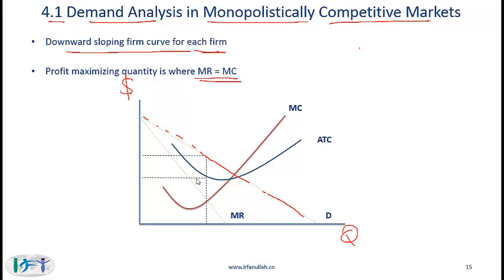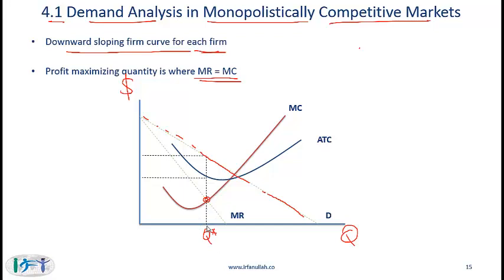So what price will be charged? Notice that this is where marginal revenue and marginal cost intersect. So this must be the quantity at which profit is maximized. What then is the profit?